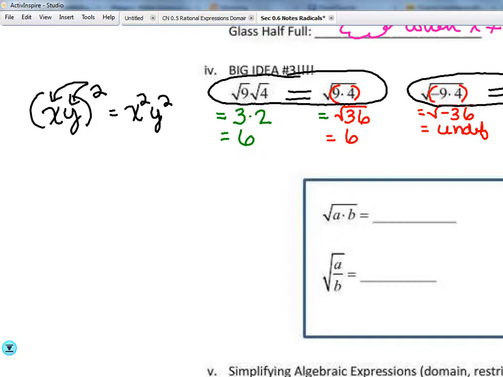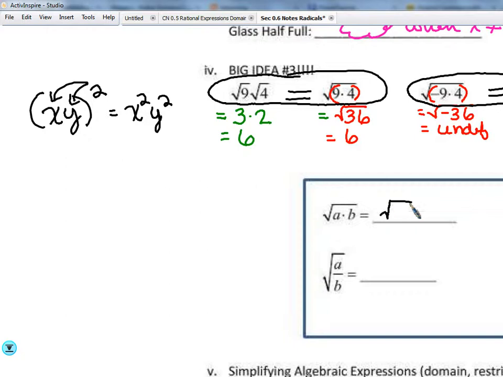There is one case over here, an exception for when this is going to be true. So when can I distribute a square root over multiplication? I can distribute it in every case when they're both positive, or one's positive and one's negative. I cannot distribute it when they are both negative. I will not get the same answer.